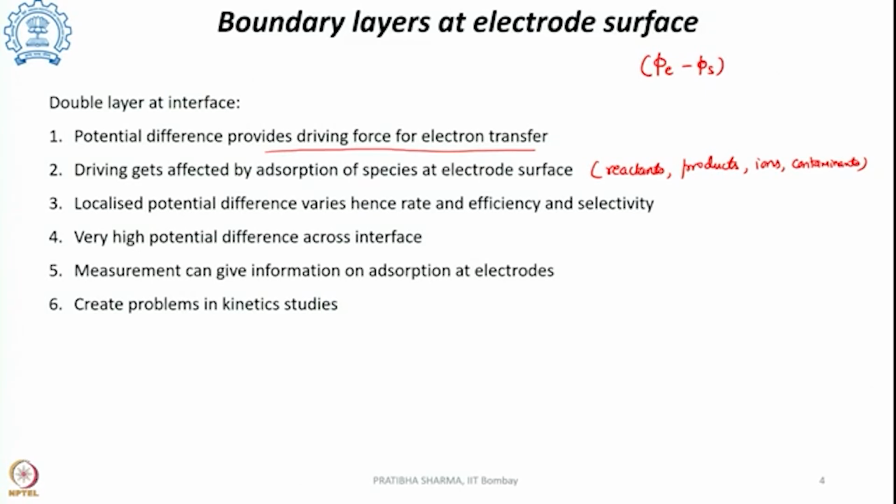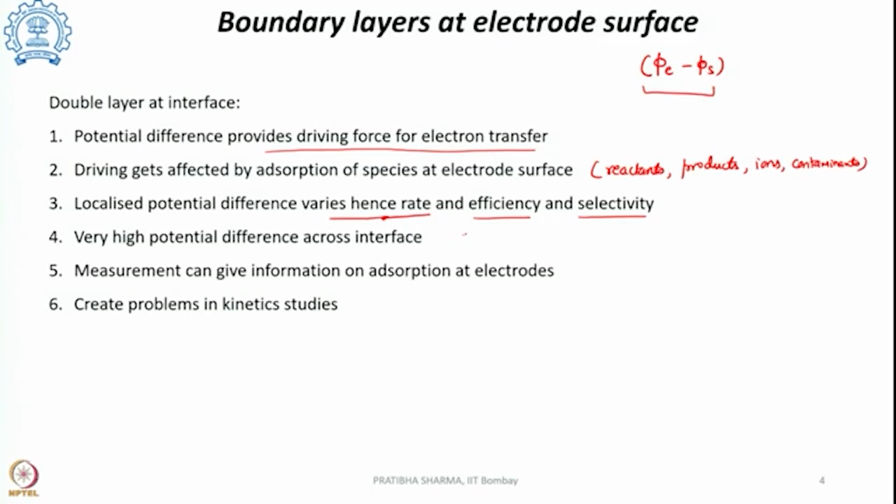There could be localized variations which occur because of the potential difference, and that in fact influences the rate of the reaction, the efficiency of the process as well as the selectivity towards hydrogen being produced. At the same time, this potential difference which arises across the interface can be very high.